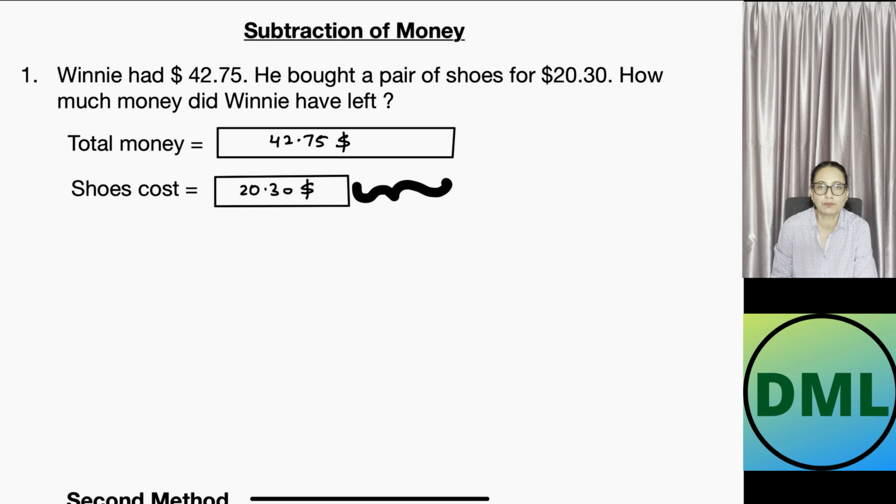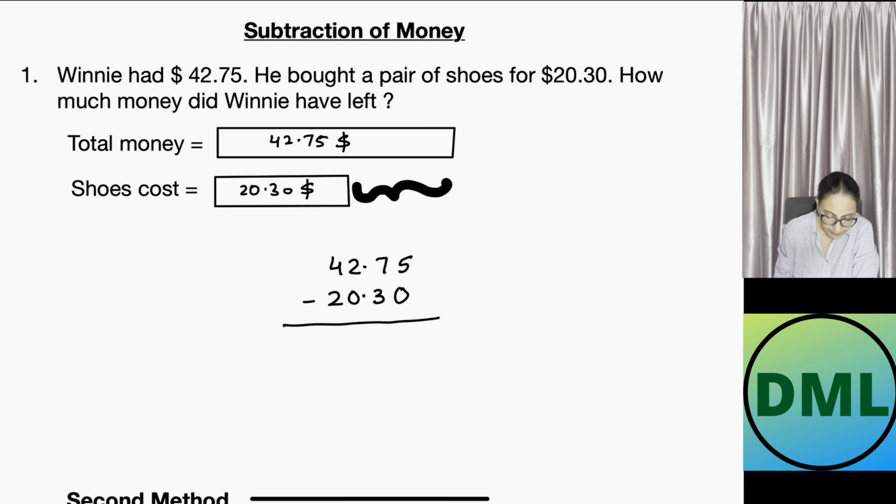To calculate this money, how do we do that? We have to do the subtraction. When we subtract the smaller number from the bigger number, I will get the left amount. Let's solve this with 2 or 3 different methods of subtraction. The first method is the normal subtraction method. Write down 42.75. Below that you have to write down 20.30.